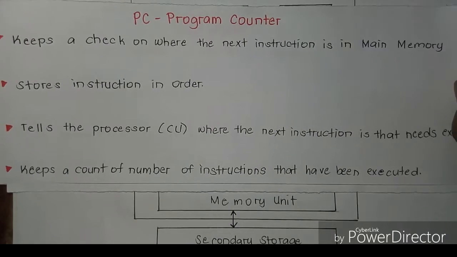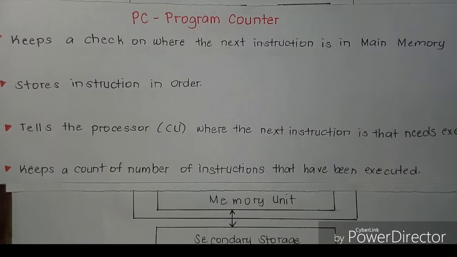Next, the program counter. It keeps a check on where the next instruction is in main memory and tells the processor's control unit where the next instruction is that needs executing. It keeps a count of the number of instructions that have been executed, and the total is incremented by 1 each time by the control unit. Incremented means we add 1 more each time to that counter. So that's the program counter.